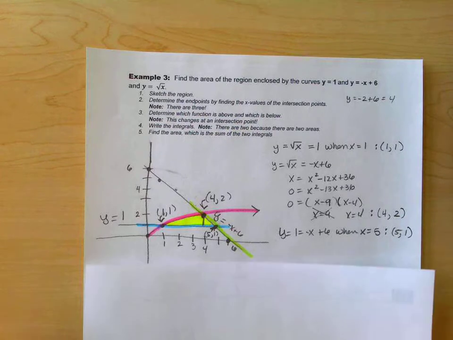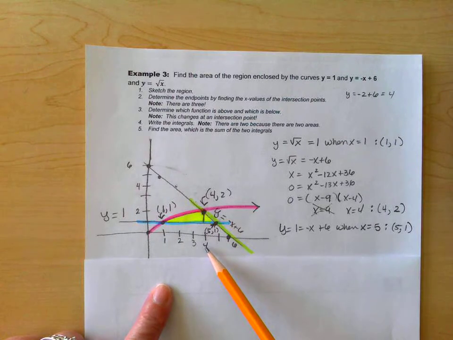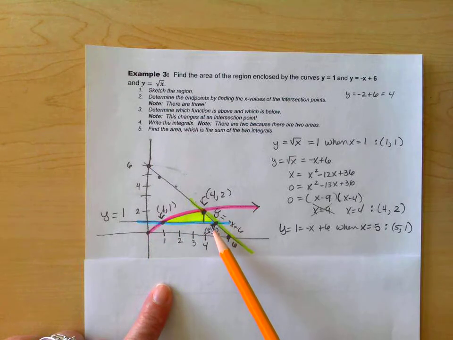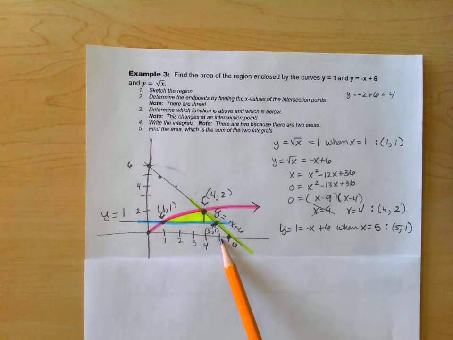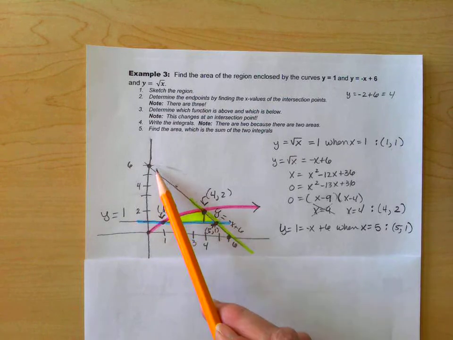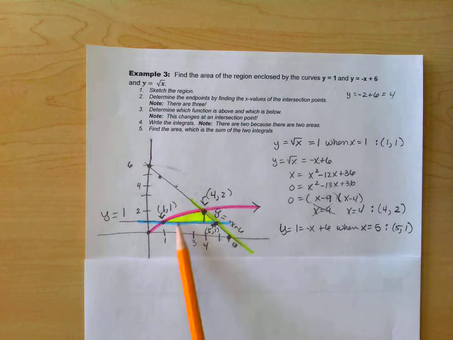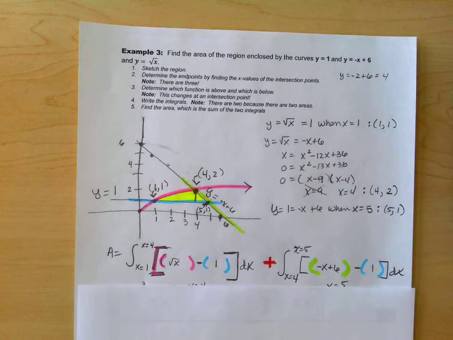I also noticed in this sketch that from x equals 1 to x equals 4, we've got the pink curve, the square root, above the blue curve, the horizontal line. But then from x equals 4 to x equals 5, we've got the green function above the blue function, or the line, the opposite of x plus 6, above the line y equals 1. So I'm going to need to break this into two separate problems because we have two separate areas. I'm going to try and display that for you using the same colors as the curves.